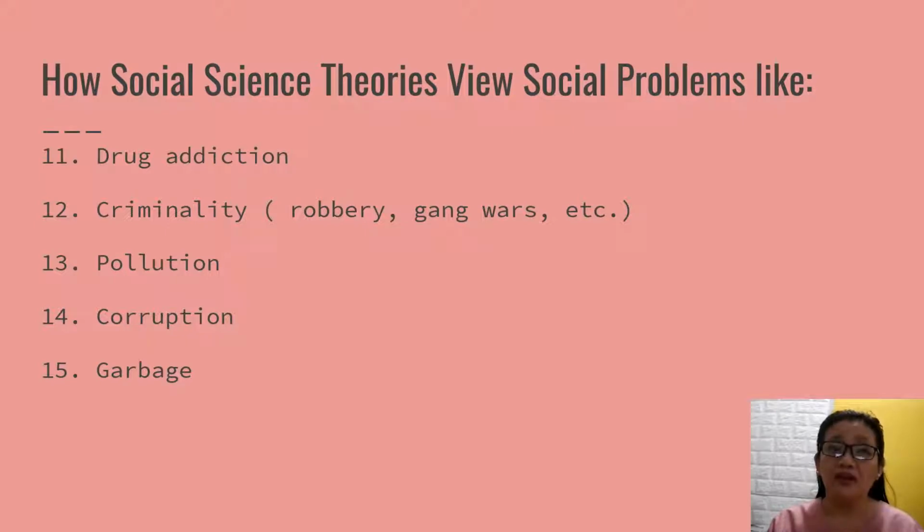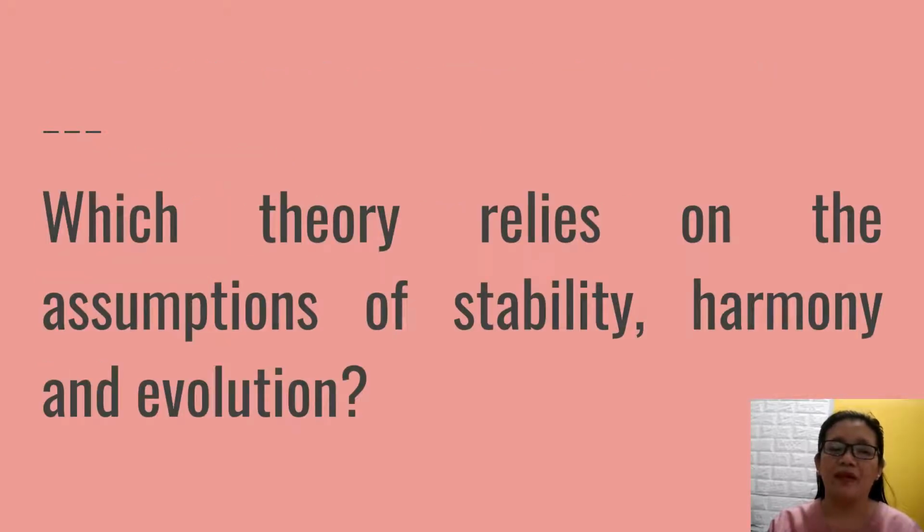But there are a lot more, but we'll only focus on these 15 social problems. For this particular topic, you are going to apply the 3 theories to 1 problem. So later, you will know how to do it. Before we do the application, let me have a review first of what we've discussed last time.